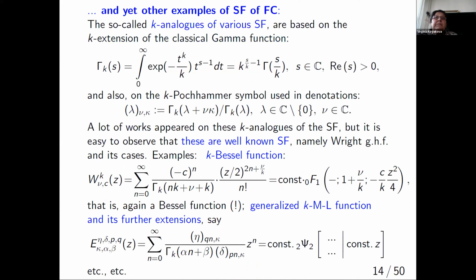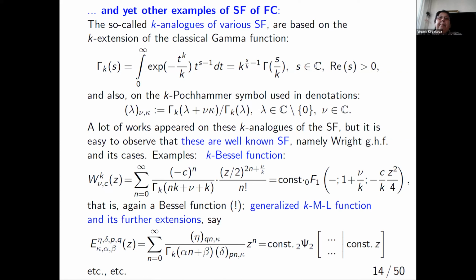Next. A few words about other so-called new special functions. There are introduced the so-called k-analogs of various special functions, and these are based on the k-extension of the classical gamma function, and also on the k-Pochhammer symbol used in their denotation. But it is easily seen that the k-gamma function is nothing but a classical gamma function. And in all definitions, we can put the classical gamma function and see that these k-functions are also classical special functions in the most cases, Wright generalized hypergeometric functions, and we can use the general results for them.